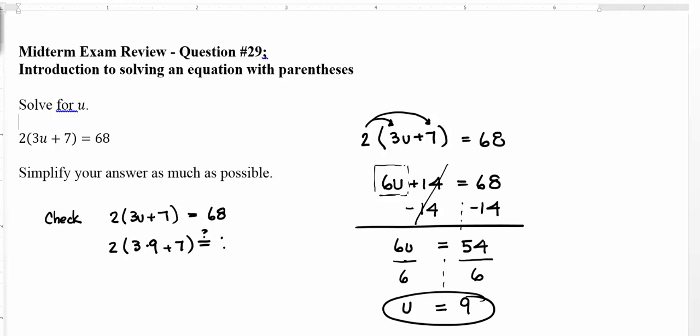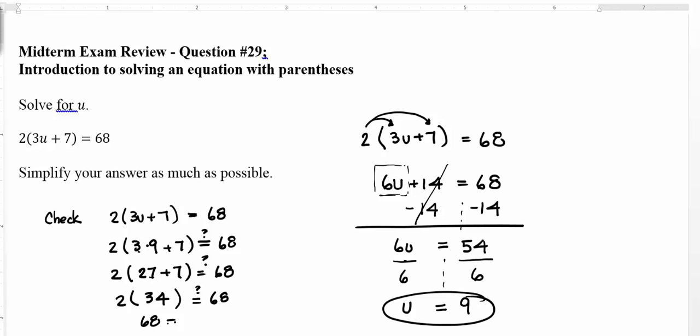does that equal 68? And I look, I say, let's work with our numbers now. This is like PEMDAS, right? It's the order of operations. 3 times 9 is 27, plus 7. And I have 2 times, this is 34. 27 plus 7 is 34. Does that equal 68? And it sure does. So 68 equals 68. So I know without a doubt that I got the right answer.